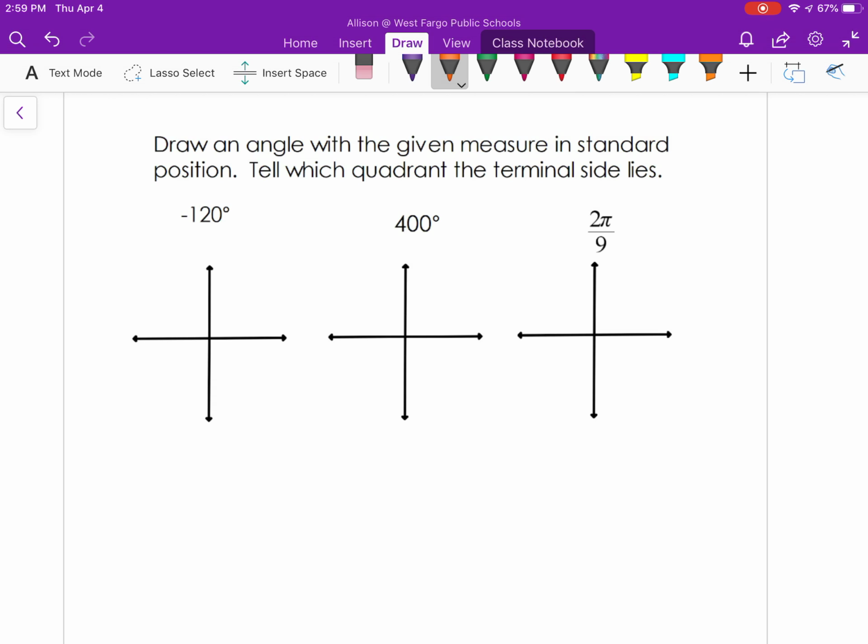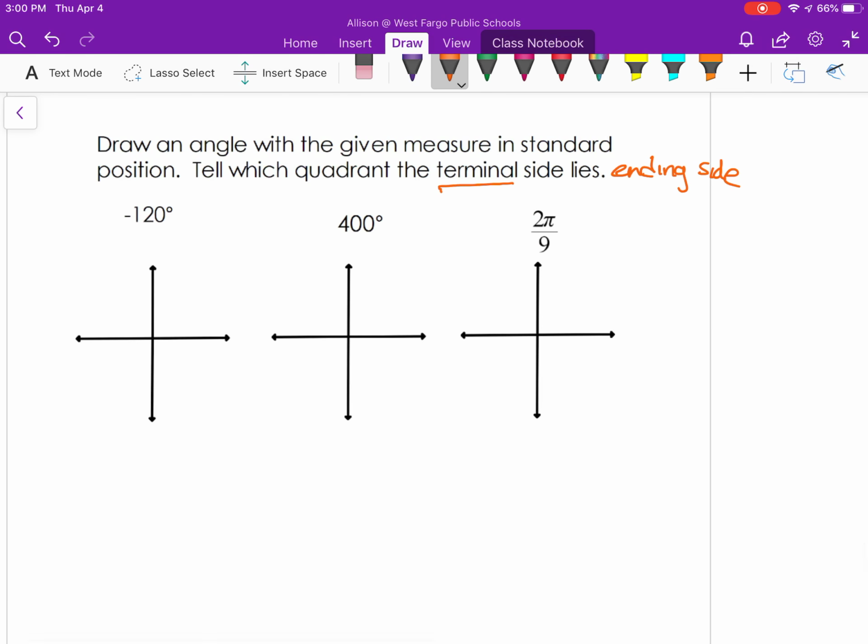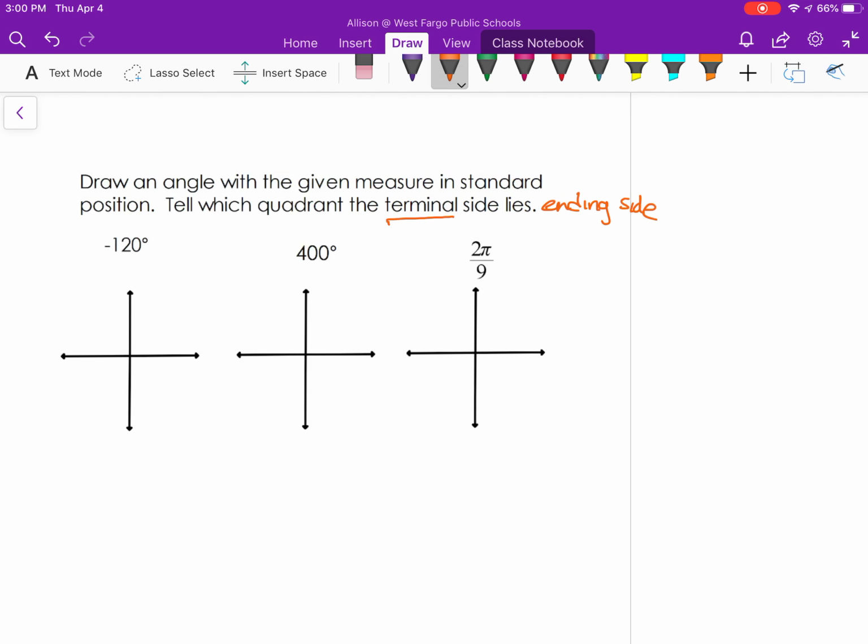So let's practice drawing an angle with a given measurement in standard position, and then tell which quadrant the terminal side lies in. Remember, the terminal side is the ending side, and our initial side is always the positive x-axis, and then it asks for the quadrant. So let's review our quadrant numbers. If we look at the xy axis, quadrant 1 is where x and y are both positive, and then it goes counterclockwise. So this is quadrant 2, quadrant 3, and quadrant 4.